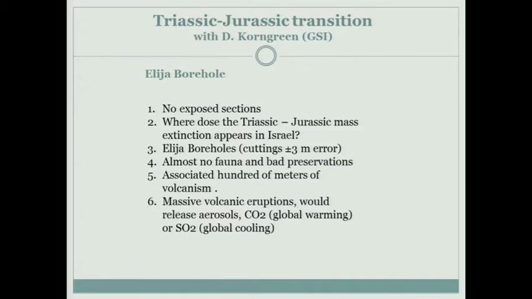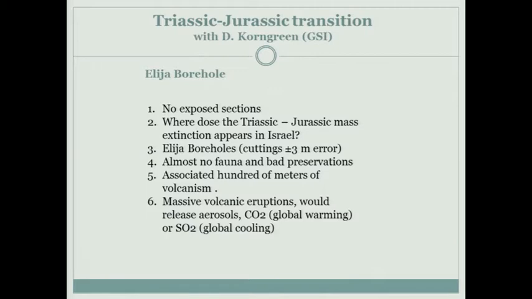And also, this part of the geological history of Israel is associated with hundreds of meters of volcanism, which can make interpreting very challenging. And massive volcanism, that's what was important to us, was believed to be part of, or maybe one of the reasons for, the Triassic to Jurassic transition mass extinction. Why? Because it would release CO2 and then cause global warming. At the same time, it can release sulfate, which can cause global cooling, but we're not dealing with it. This is not our problem.